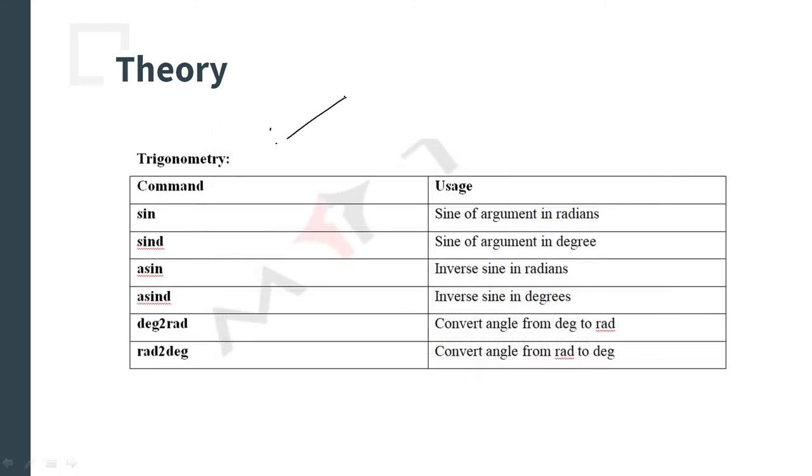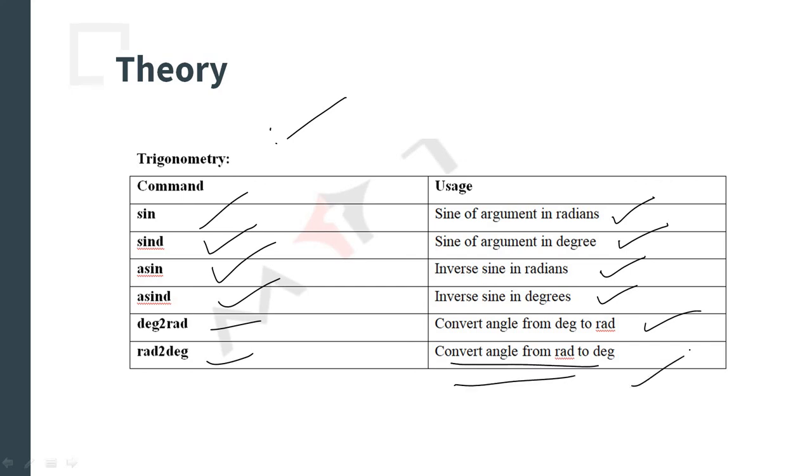Similarly, in trigonometry we have sin, which gives the sine of the argument in radians; sind, which gives the sine of the argument in degrees; asin, which gives the inverse sine in radians; and asind, which gives the inverse sine in degrees. Then deg2rad will convert degrees into radians, and rad2deg will convert an angle from radians to degrees.